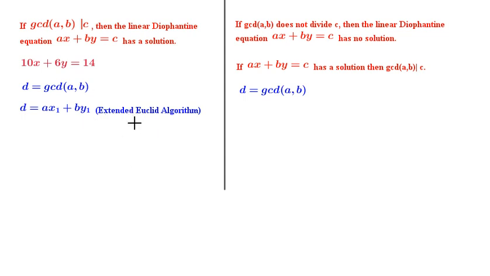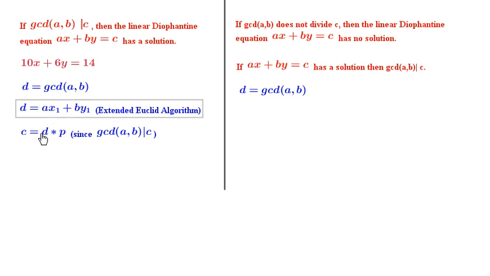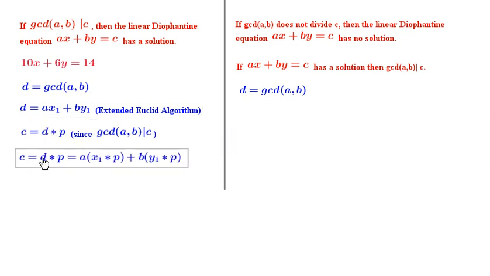This is from the previous tutorial. Now since GCD of a, b divides c, we can say that c is a multiple of d, where d is GCD, right? So we can write: c = d times p. We can use this in the second equation. We can multiply d with p, so that we get c = d times p = ax1 times p + by1 times p.